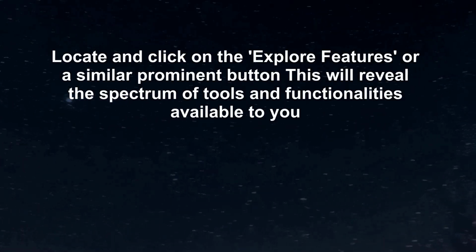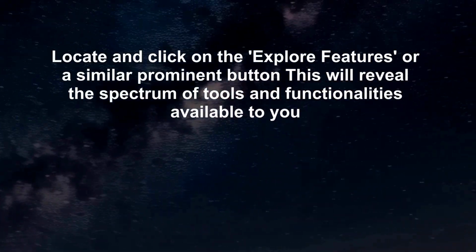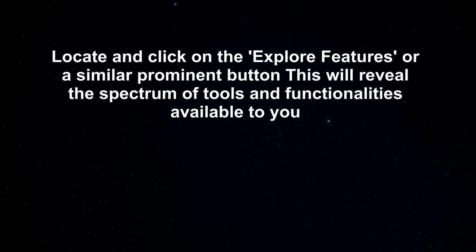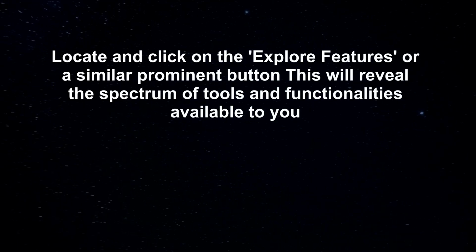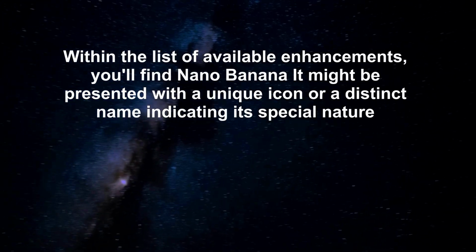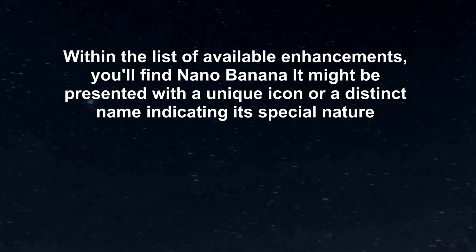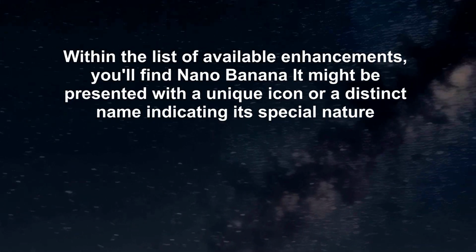Locate and click on the Explore features or a similar prominent button. This will reveal the spectrum of tools and functionalities available to you. Within the list of available enhancements, you'll find Nano Banana. It might be presented with a unique icon or a distinct name indicating its special nature.